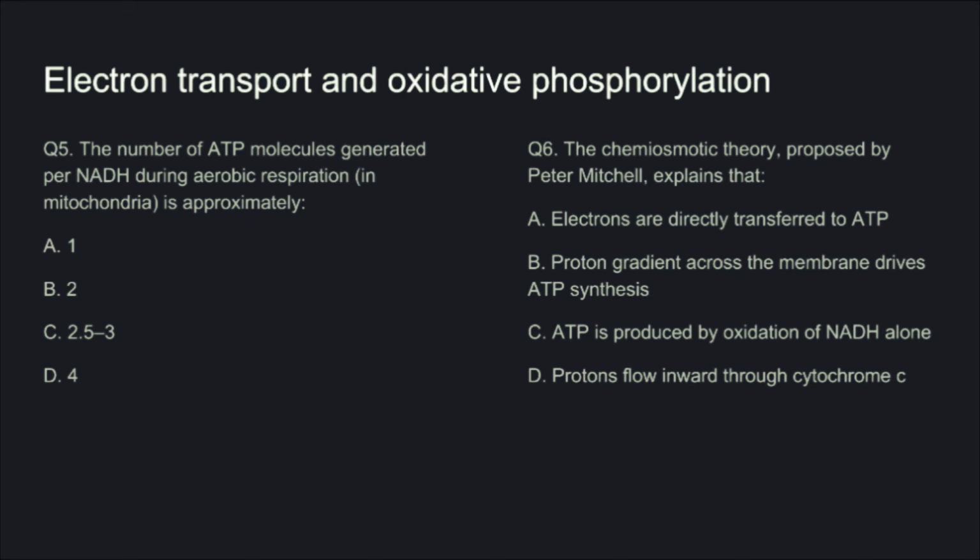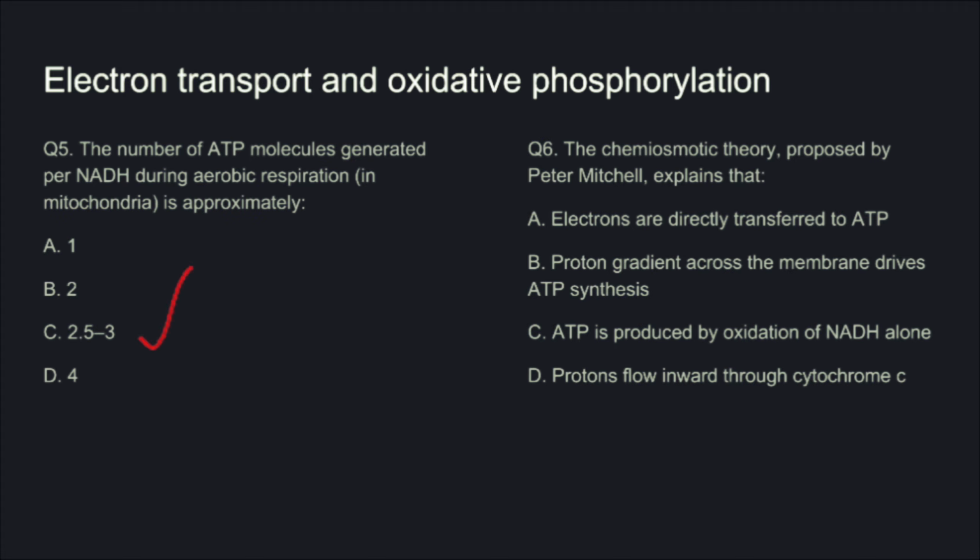Question 5. The number of ATP molecules generated per NADH during aerobic respiration in mitochondria is approximately... Easy question. Options: A. 1, B. 2, C. 2.5 to 3, D. 4. So the correct answer for this question is 2.5 to 3.